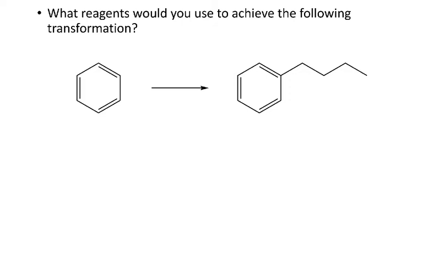Okay, here's another example. At first glance, it looks like maybe we would want to use Friedel-Crafts alkylation, but to do that, we would have to add, as an electrophile, a primary alkyl halide. And we learned that those are no good because they're going to rearrange to give us a mixture of products.